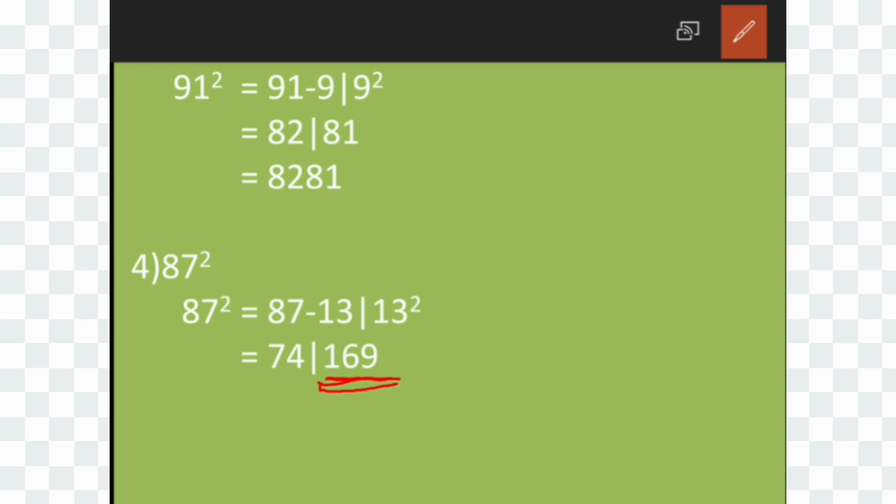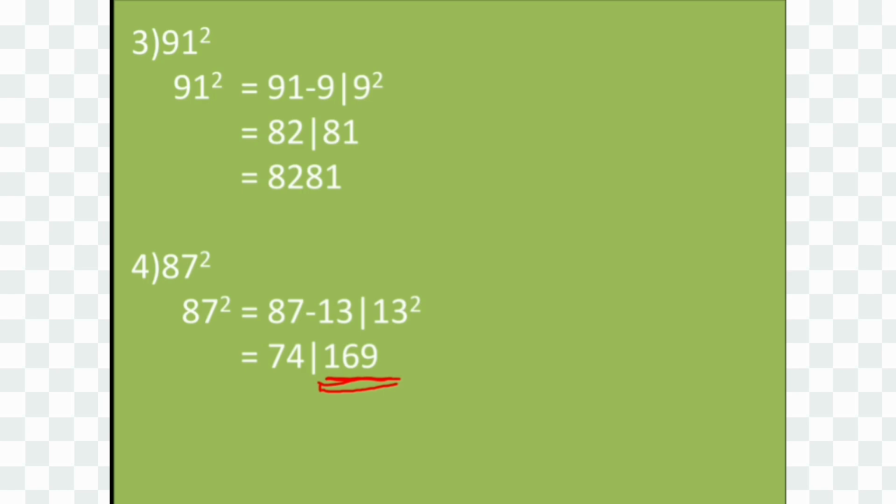So in this case, that 1 is carried to the number left of it, that is 4. So 1 is carried towards 4. So the answer will be 7569. I think you have understood the trick. Here we got the 13 square as 169. Since it is in 3-digit form, we are going to take that 1 as a carry towards the number to its left, that is 4. So 1 is carried towards 4 and we got the answer as 7569.